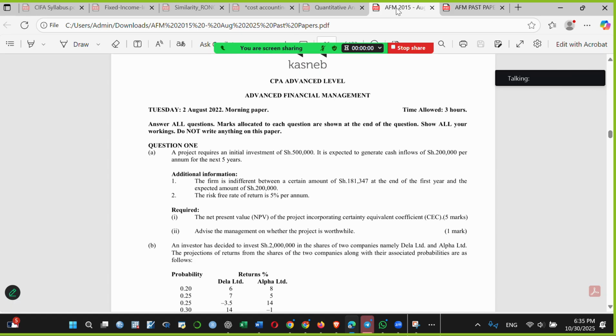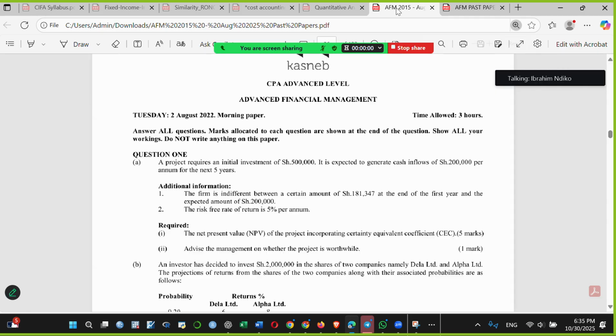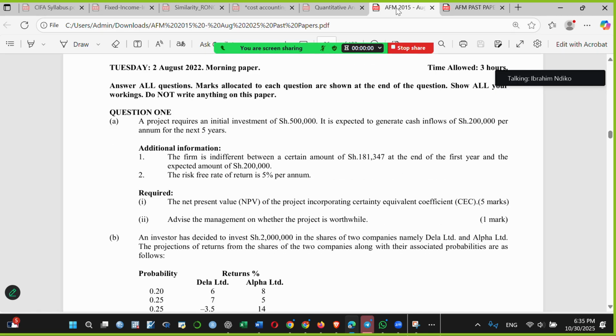Yes. Can you read that one? I don't know if it's that one. I think it's supposed to be that one. Can you read it? Can you read that question? Sorry, I forgot to unmute.